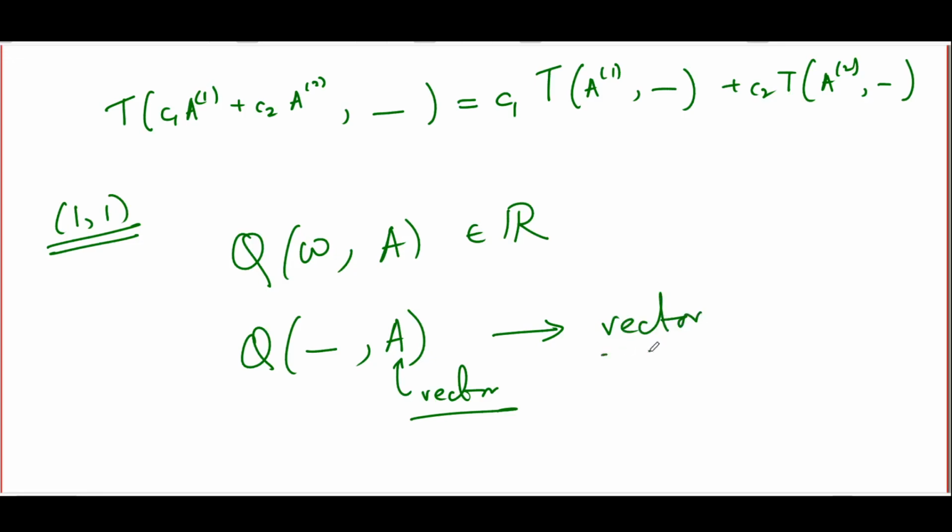And so you can think of a 1, 1 tensor as a machine which takes in a vector and produces another vector. And not only that, it does so in a linear fashion, as you can easily check that if instead of A, if you put in C1 A1 plus C2 A2, the resulting vector will be a linear combination of what you would get with A1 alone or with A2 alone. So a 1, 1 mixed tensor is nothing but a machine which takes in a covector and a vector and produces a number in a multilinear fashion.